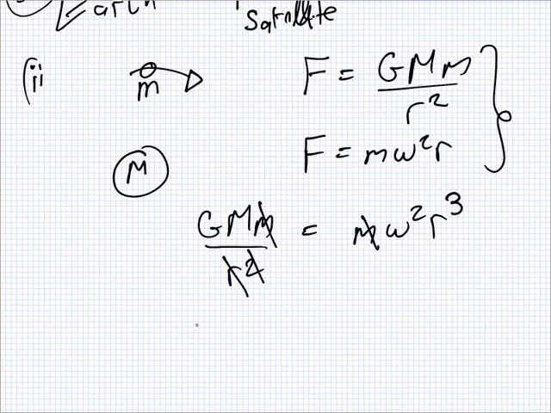I'm looking for the r cubed. I can bring the omega squared down to the left. And then, I know it's getting messy, and then cube root. So cube root of GM over omega squared.